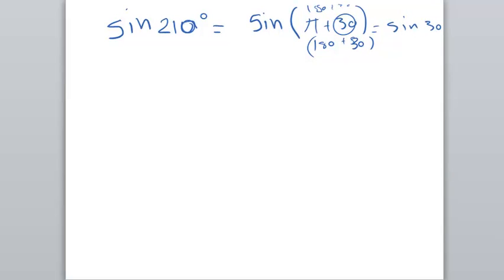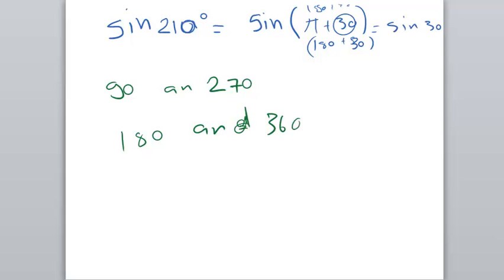Alright, when we convert to cofunction, we can only use the angles 90 and 270, but we cannot use 180 and 360.